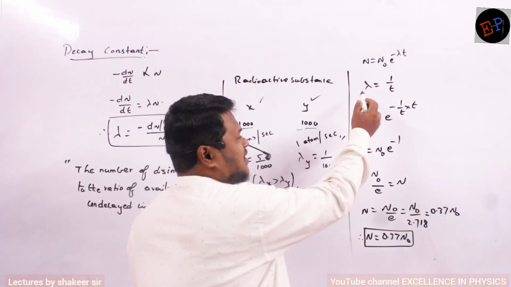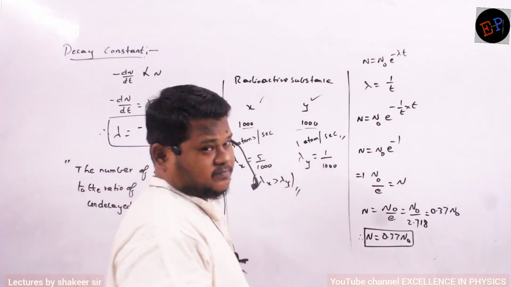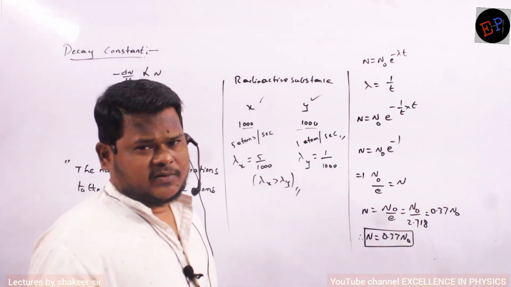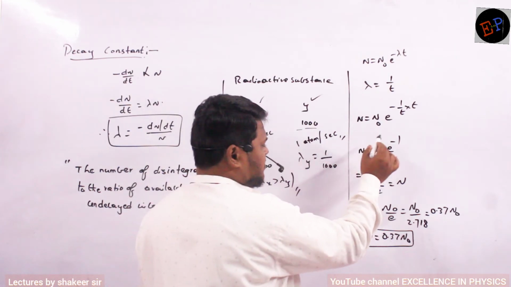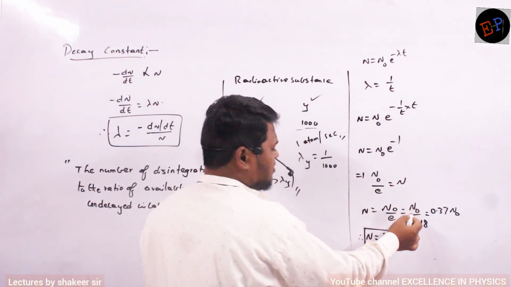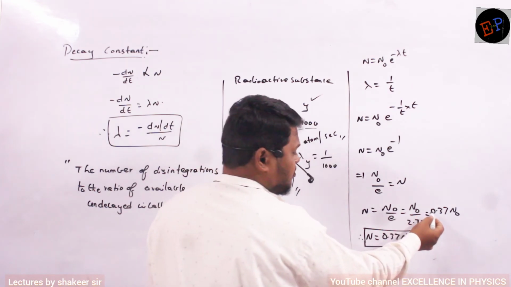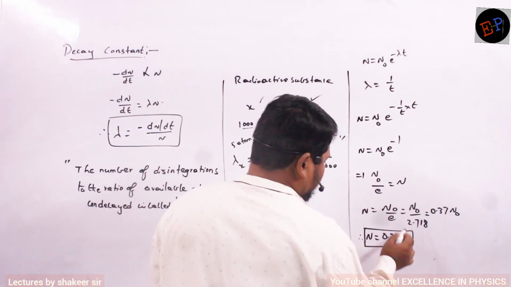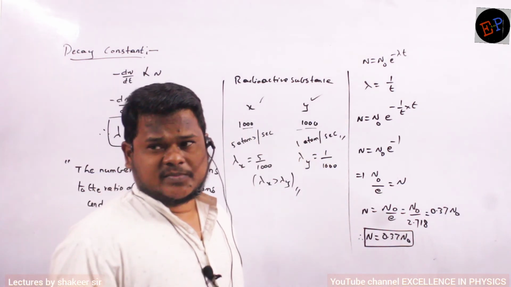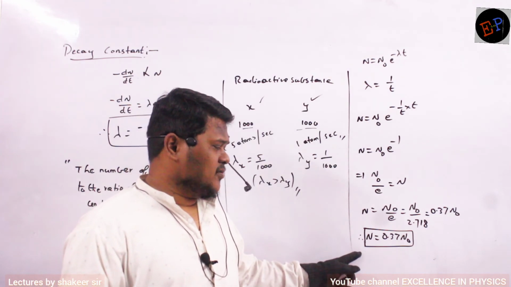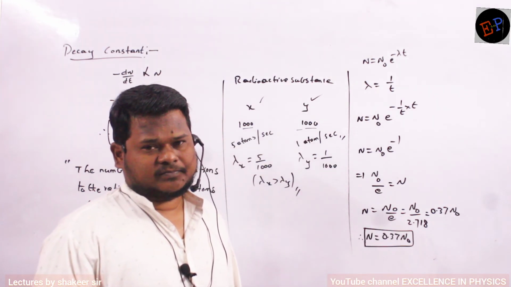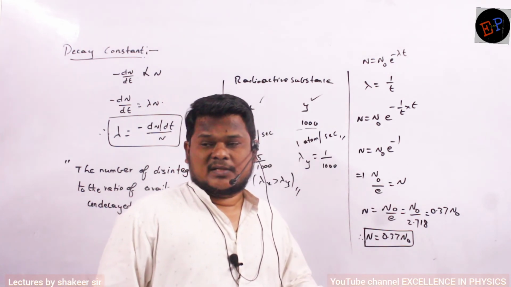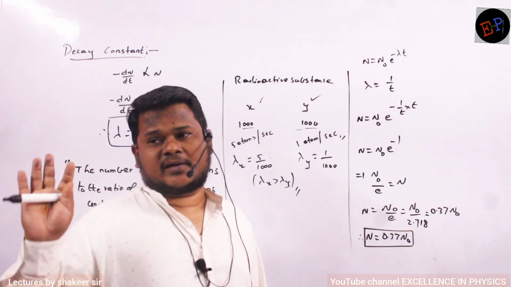Lambda I have taken to be the reciprocal of time. t is nothing but time only, no? After some instant of time. So when I substituted these values, I got N naught by e, N naught divided by e value 2.718. It is 0.37 times N naught. It means that N naught is the number of atoms initially when I started observation, and N value is 0.37 times N naught. It means 100 minus 37, how much? 63. 63% of the atoms have disintegrated.